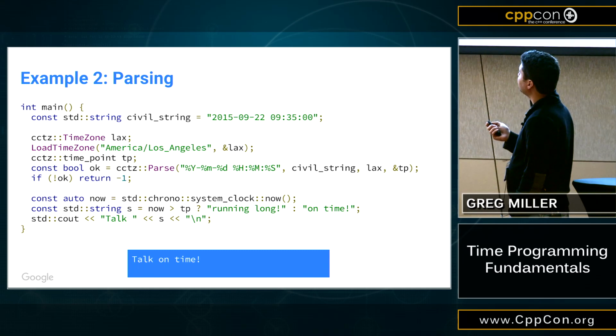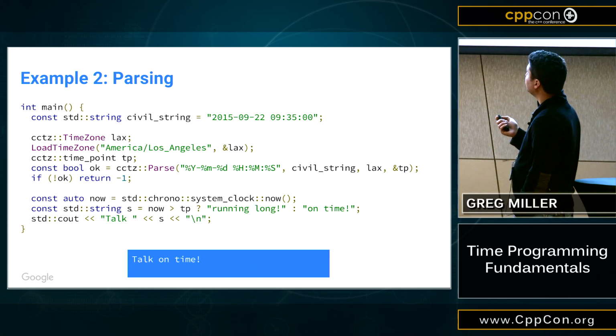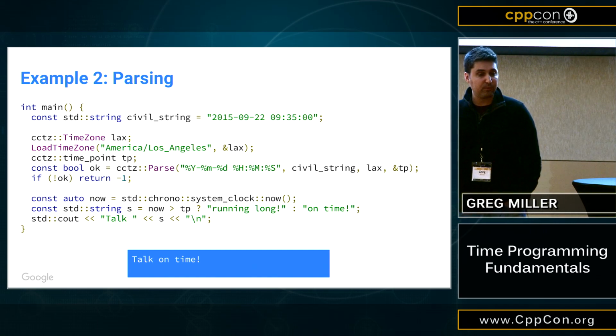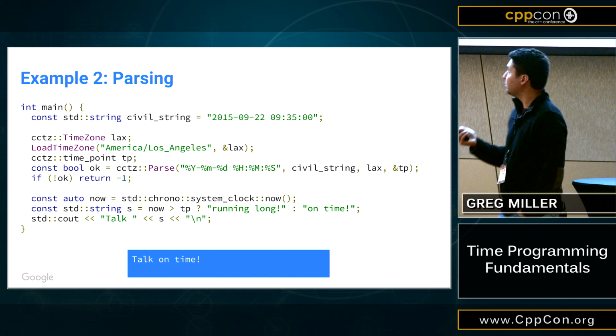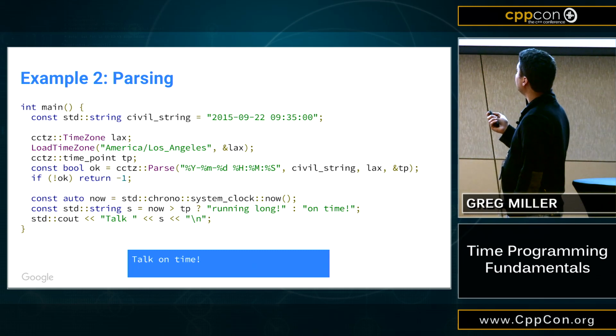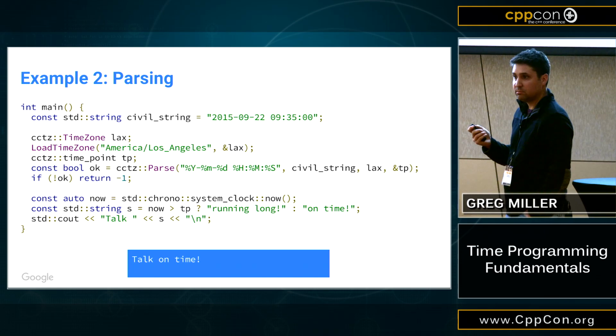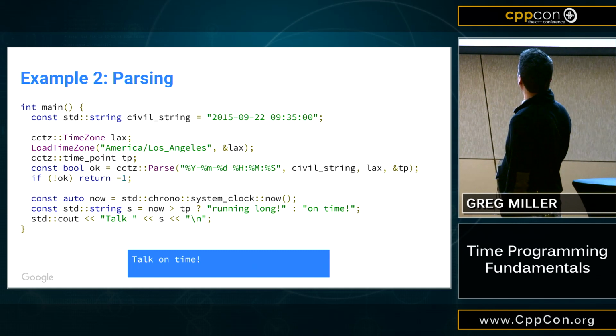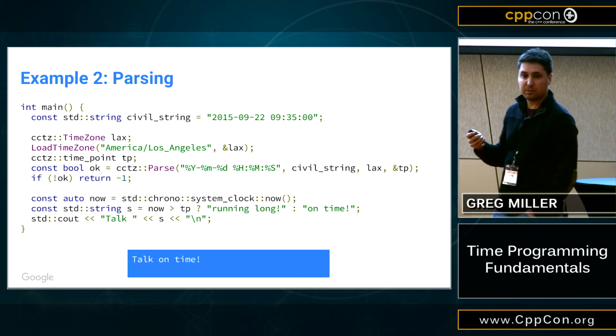This time I'm going to call CCTZ parse. And that takes a format string, just like a strptime time format string, so you're probably pretty familiar with this. I'm going to parse out a year, month, day, hour, minute, second from this time string. I'm going to say parse that with respect to the LA time zone. And then this is going to give me the absolute time that I parsed out of there. And it returns a bool indicating whether it was able to parse or not.